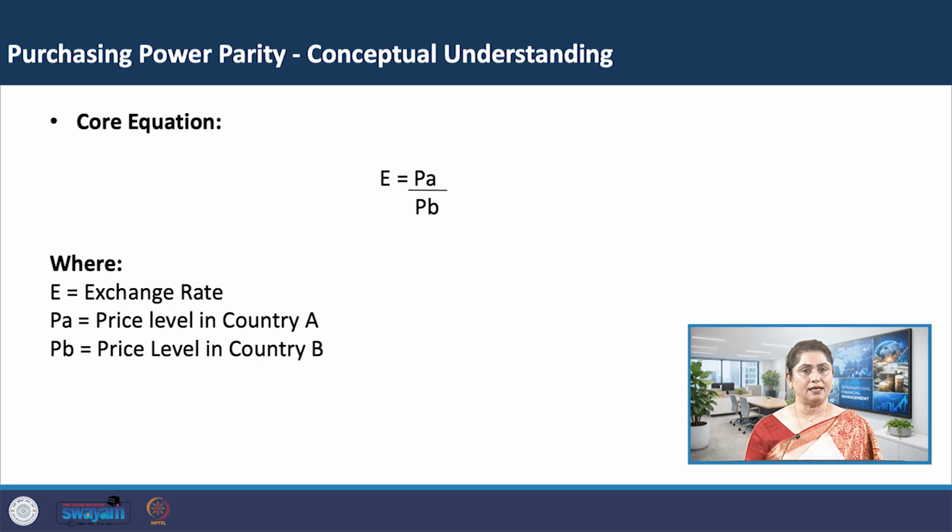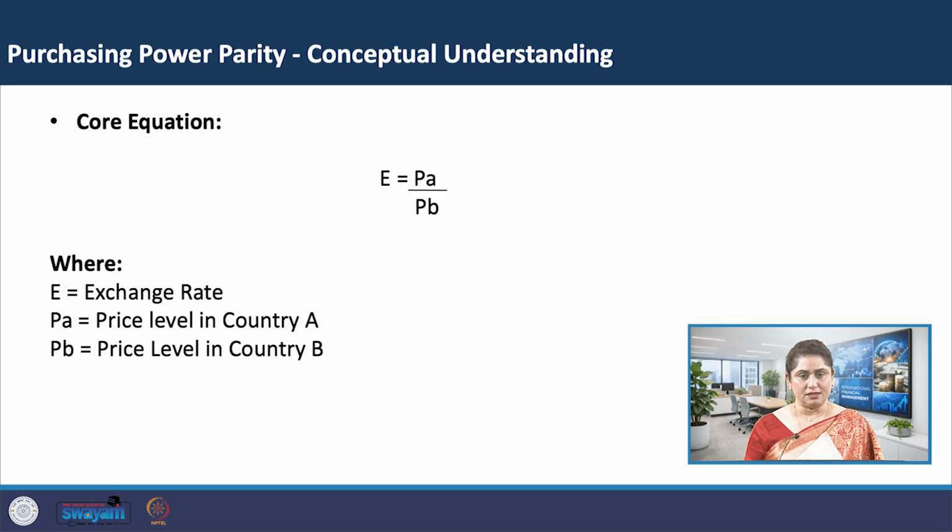The core idea is this: if currency A and currency B are to be fairly valued relative to each other, then the exchange rate between them should reflect the ratio of their price levels. Formally, E = PA / PB, where E is the exchange rate, PA is the price level in country A, and PB is the price level in country B.